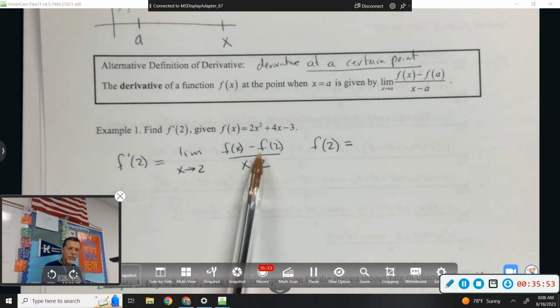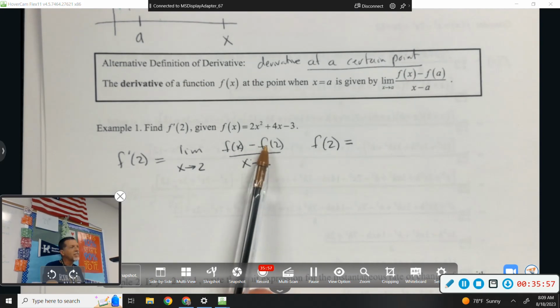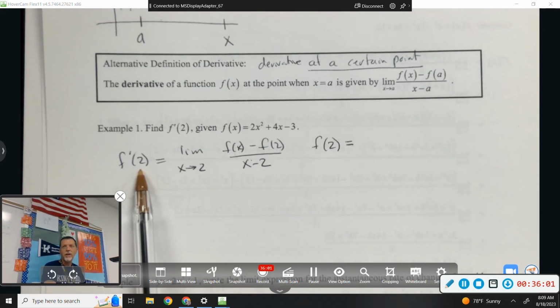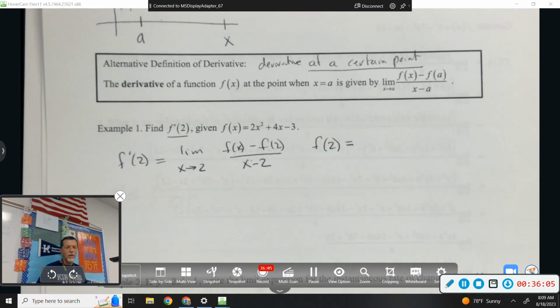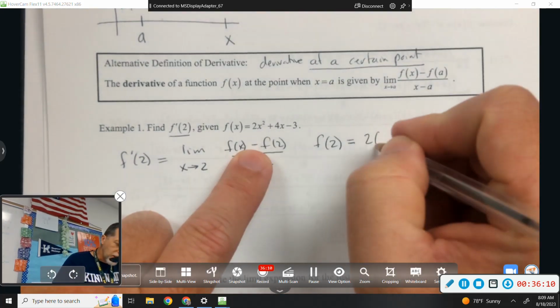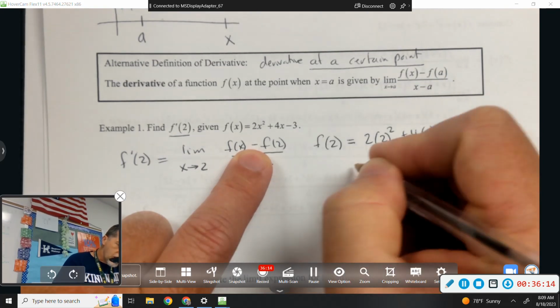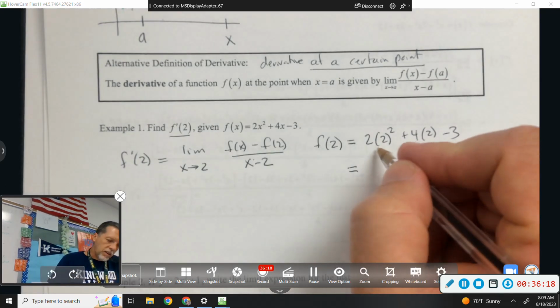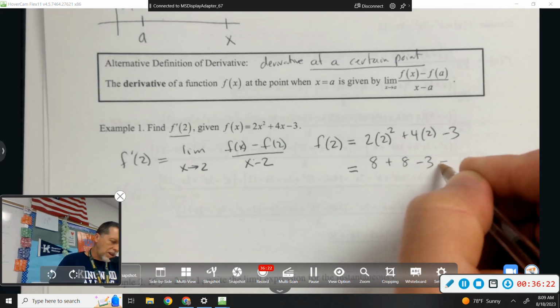It's easier. But again, the downside is it only tells you the derivative at 2. It doesn't tell you the derivative everywhere. And maybe that's fine. Like this problem just wants the derivative at 2. So why do the hard one? Do the easy one, even though it only tells you the derivative at 2. So let's see. 2 times 4 is 8, plus 8 minus 3 is 13.